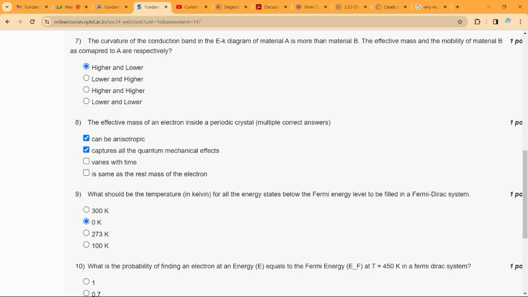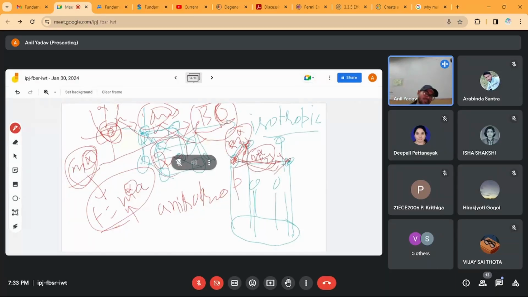So what it means is, when the electron was moving in free space, the mass of the electron was constant. But whenever it moves in a material, there are so many interactions with the other atoms. So that is also captured as a dielectric constant. So ultimately, the effective mass of the electron is capturing everything.